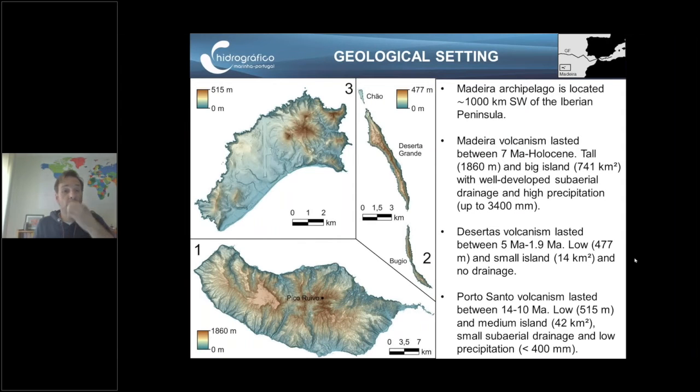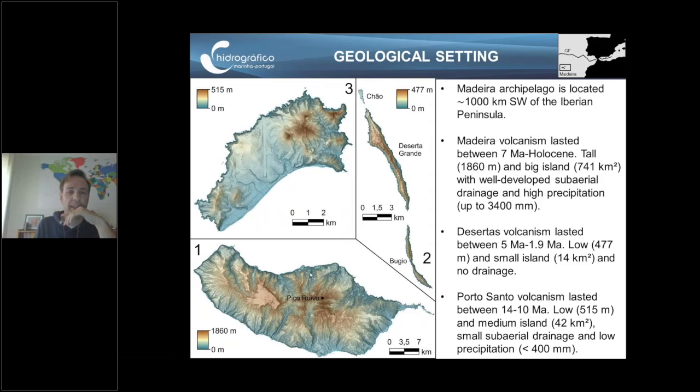So I was trying to show where Madeira Archipelago is. Madeira Archipelago is here. You can see my mouse. It's located around 1,000 kilometers southeast of Iberia, and it is formed by 4 islands, and one of them is Selvagens, which is very near the Canaries. I will not speak about that island. I will speak about these 2, which are very near each other.